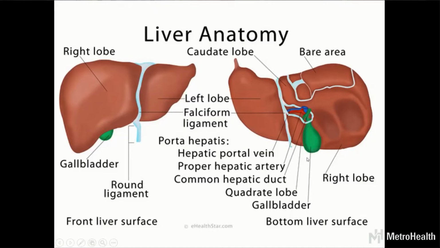You'll also notice on the bottom of the liver that you have a space for the colon and also for the kidney. And remember that the top half is all covered by diaphragm, and then you have fascia over the liver, except for this little area called the bare spot.